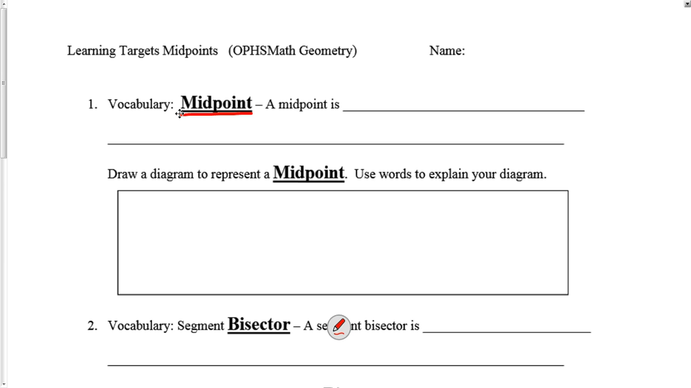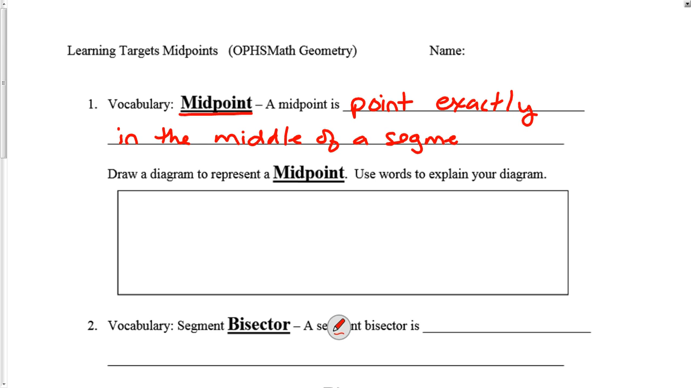A midpoint is a point, first of all, it has to be a point, that is exactly in the middle of a segment. Now, if you need more time to write that down, pause the video here to write that.